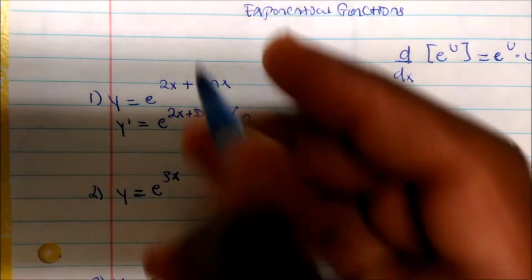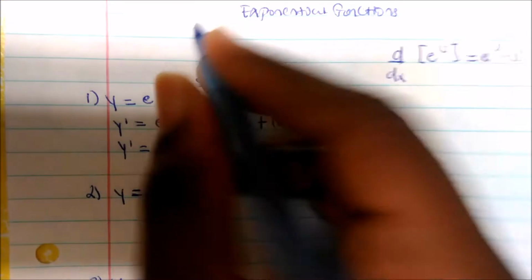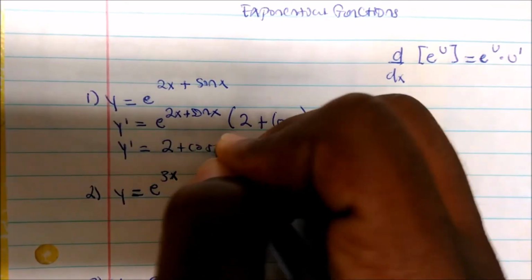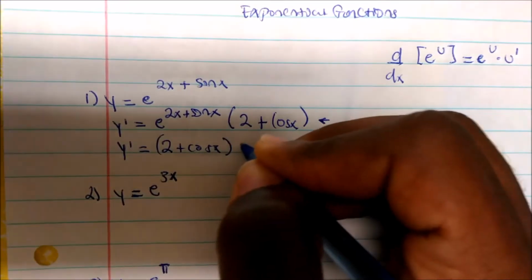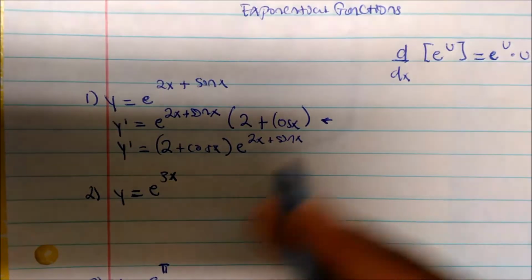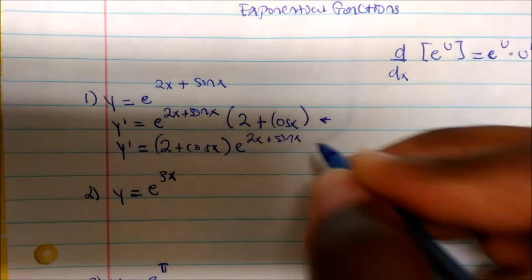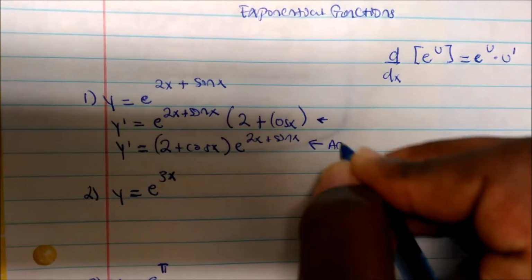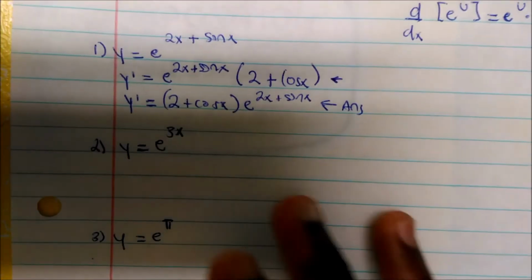I would put it in front, but I'm running out of space. Or actually, you know what? I could do it. y prime is equal to 2 plus cosine of x, multiplied by e to the 2x plus sine of x. Doing it this way, stuff looks prettier, I don't know, but that's just me.